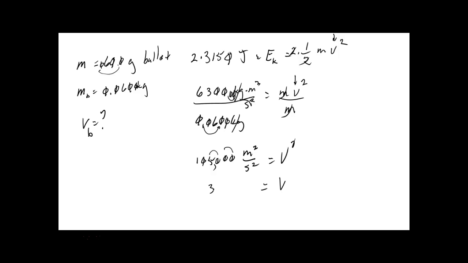Say again? 324? 324, and you take the square root of the units too, and that would give you meters per second, which is a great unit for a velocity, right?